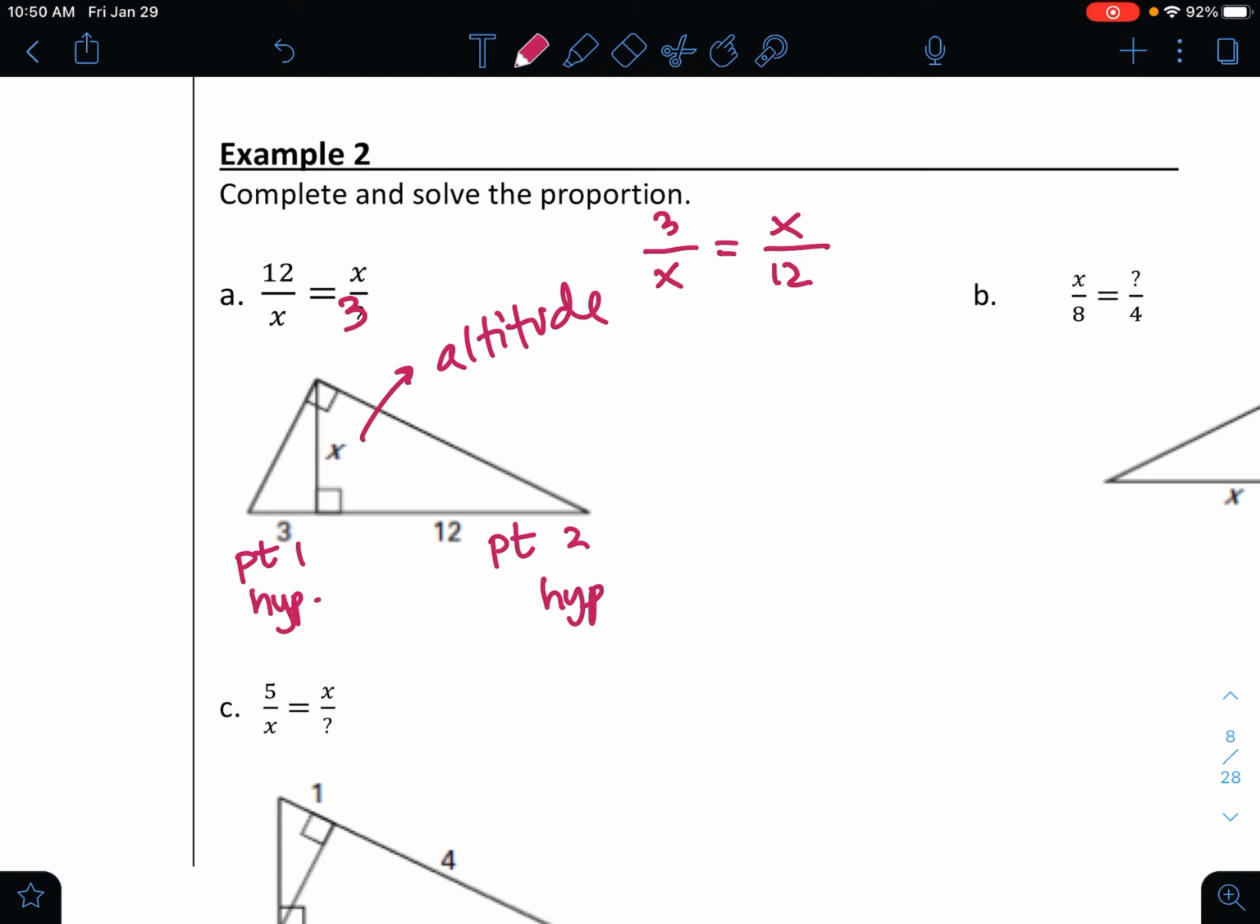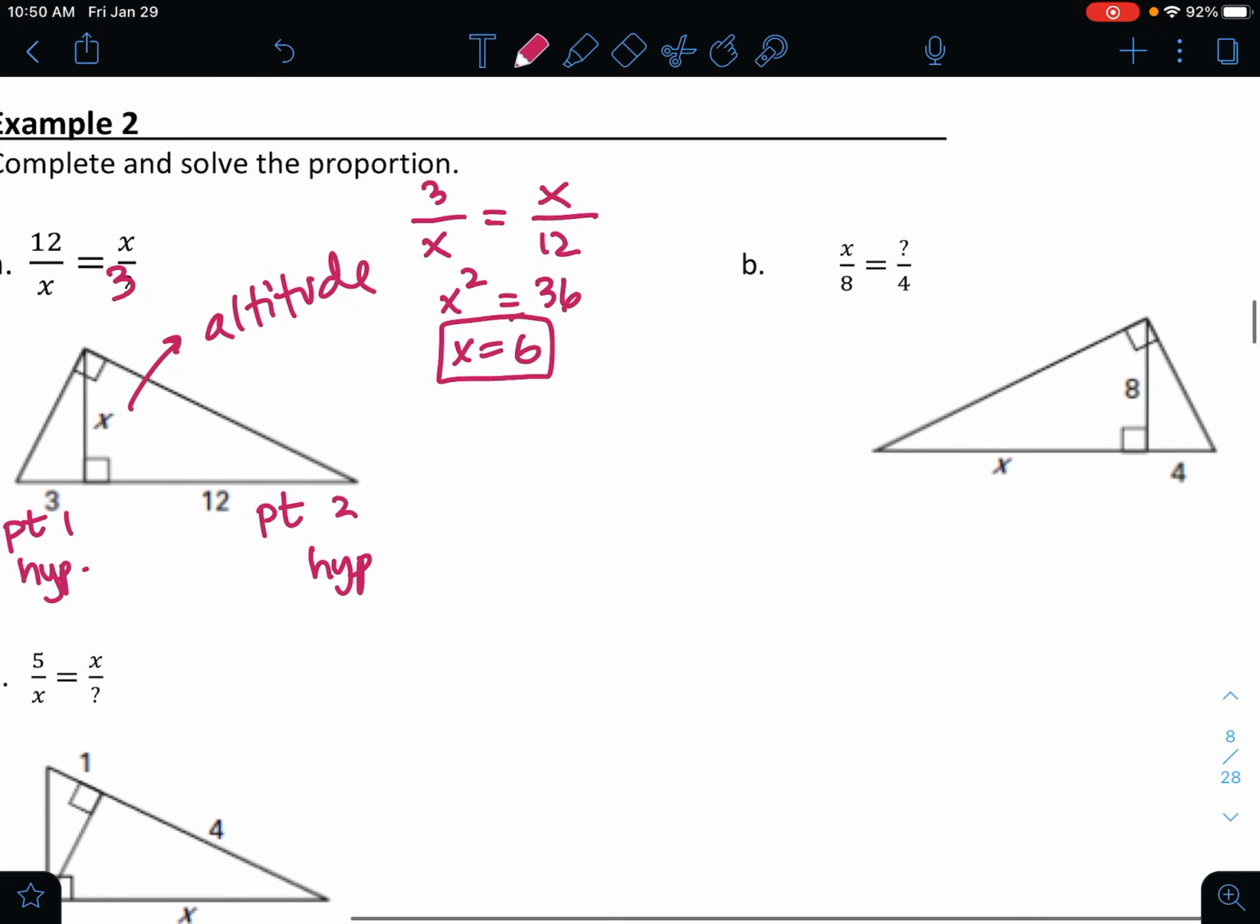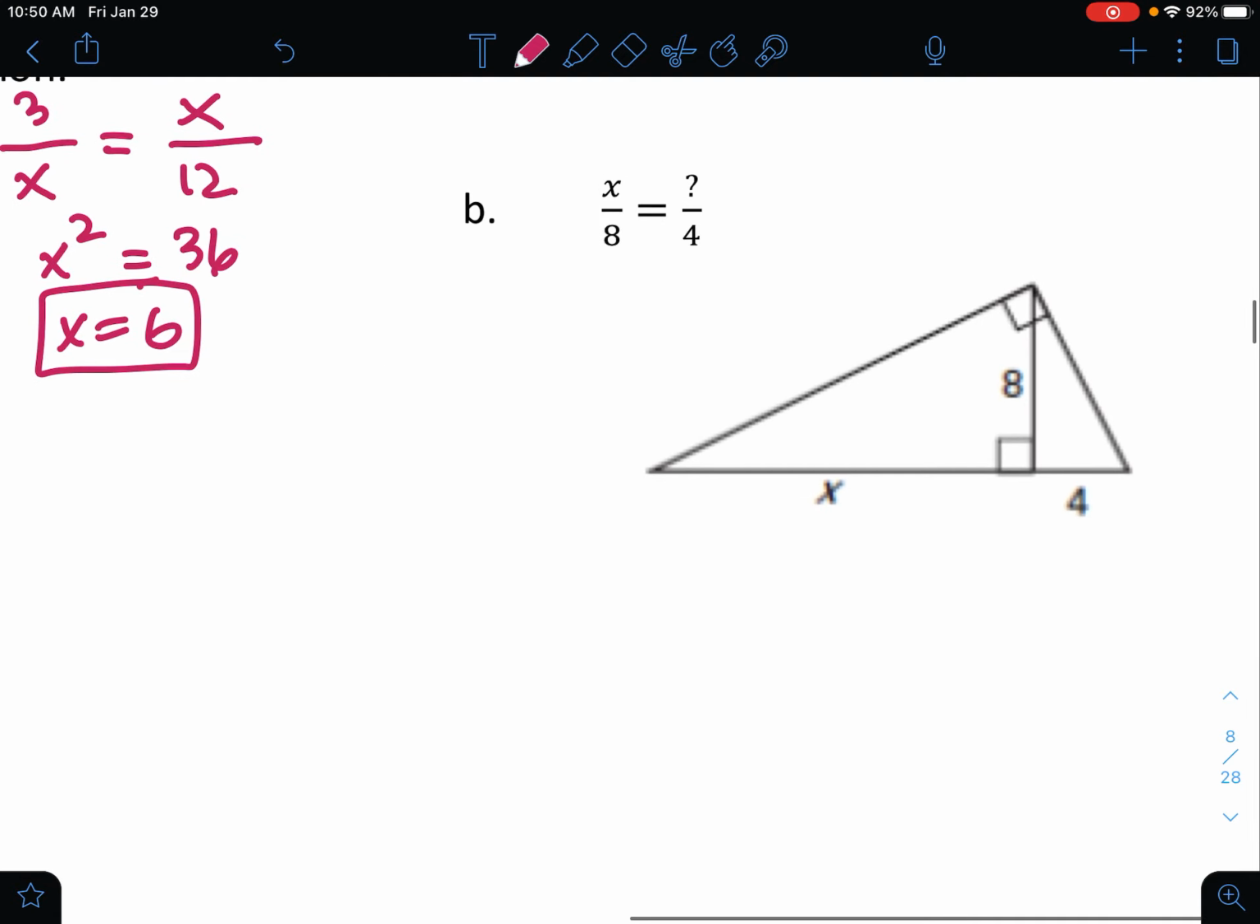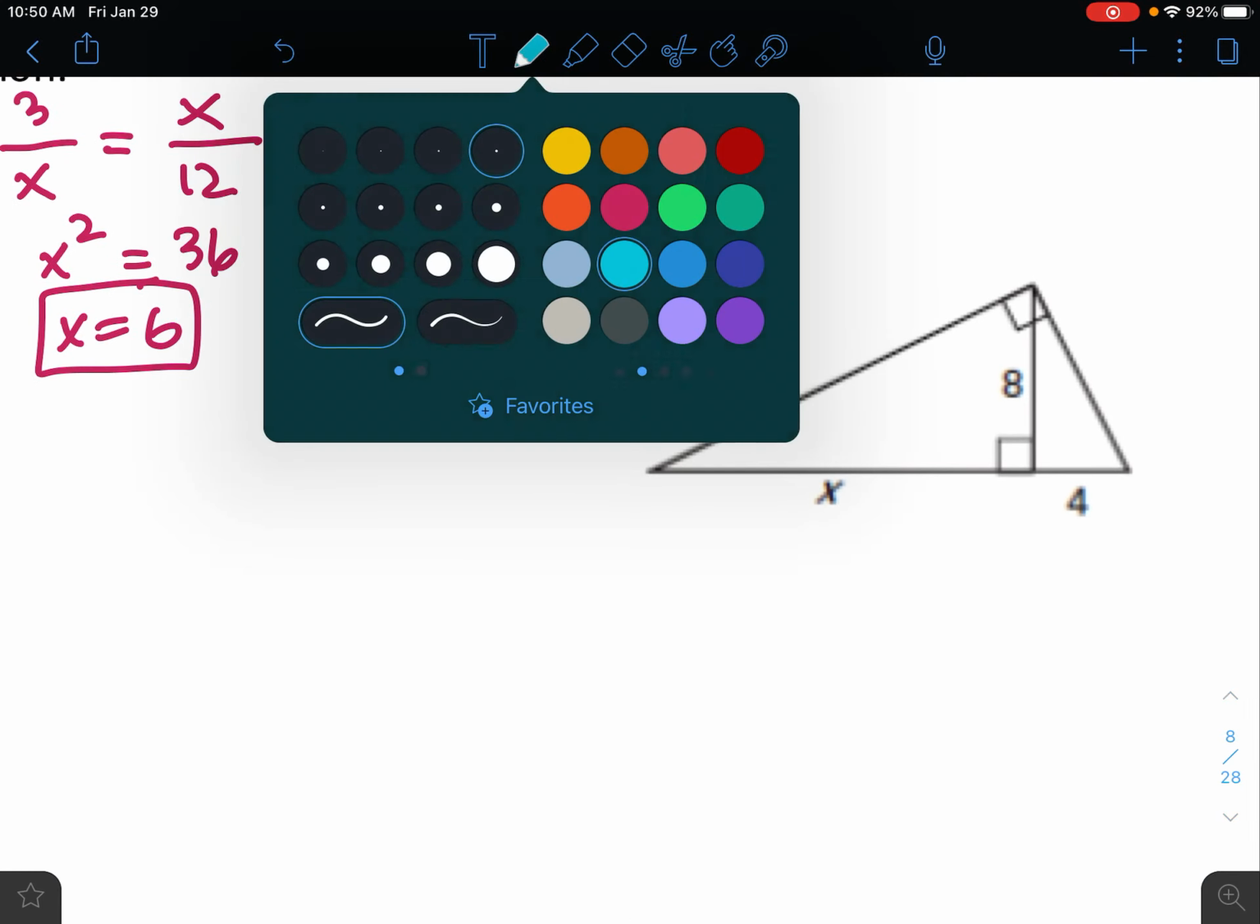And then it can either be 12 and 3 or 3 and 12, because when we go ahead and solve this one, look at step 2. When I cross multiply, I have x squared, and then I'm doing 12 times 3 or 3 times 12. Okay, it doesn't matter. So take the square root of both sides, and we get 6. All right, so here's an example of the altitude setup.